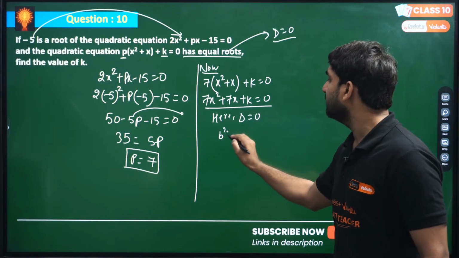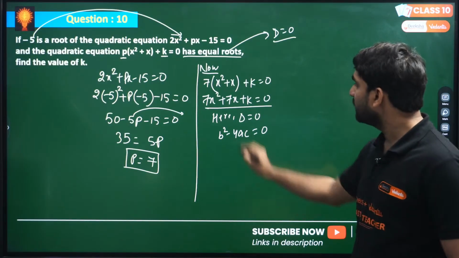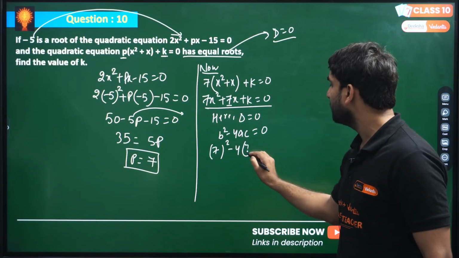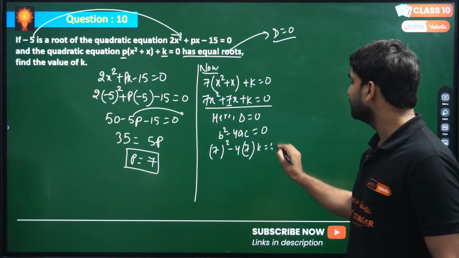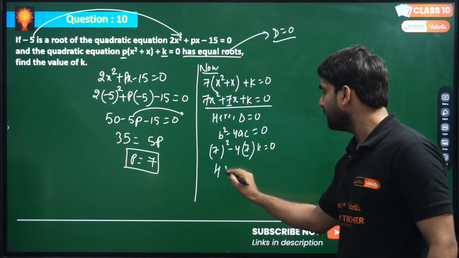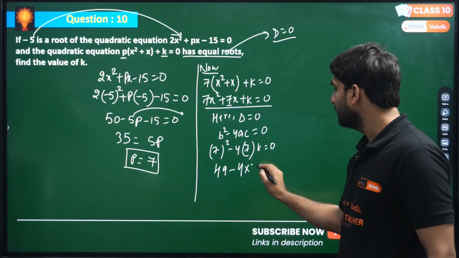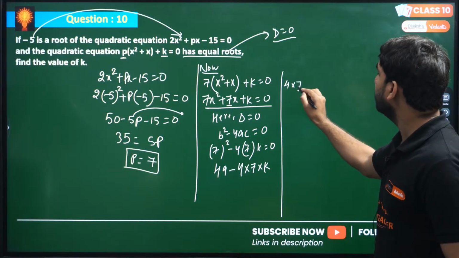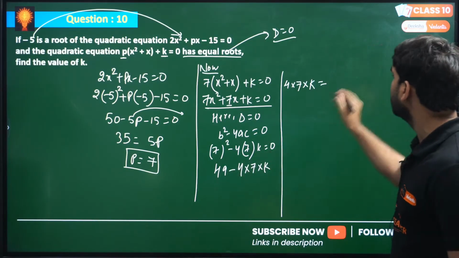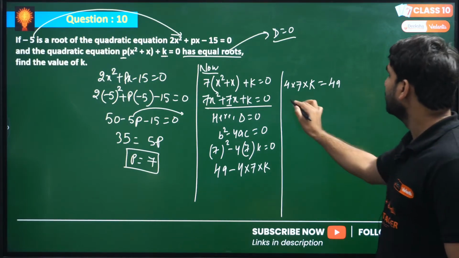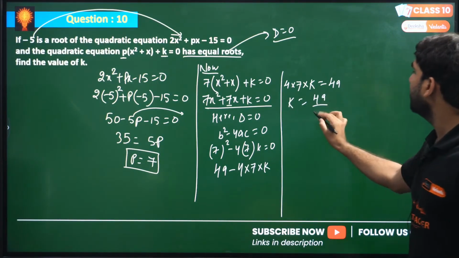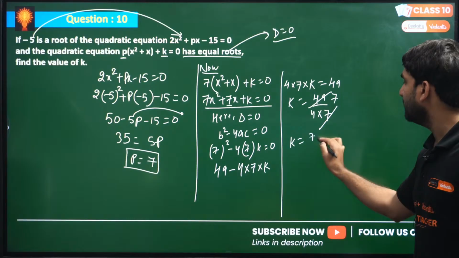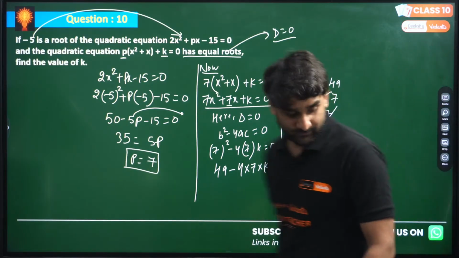Here d is 0, right? So d is nothing but b square minus 4ac. Now b is what? B is 7, so 7 square minus 4 into a is what? 7, and c is what? K equals 0. Now 7 square is 49 minus 4 into 7 into k. We can shift this whole thing to this side. I'm not multiplying 4 and 7 because this is 49, so 49 can directly be cancelled by 7. So k is equal to 49 divided by 4 into 7. This 7 cancelled, so k is equal to 7 by 4. Answer. This is the way.